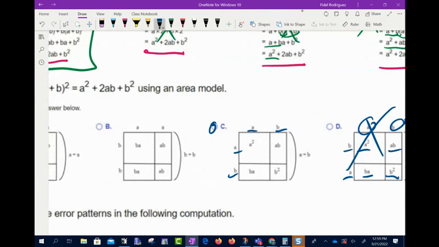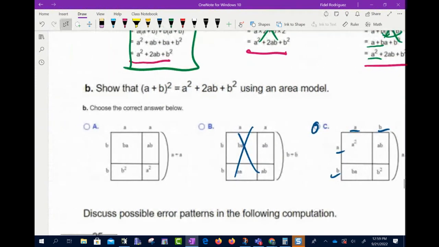The problem here, look, they got A and A. We know we didn't have that. They got B and B. I know that's not good. Again, they have B and B here and A there. Yeah, that's not good either, okay?